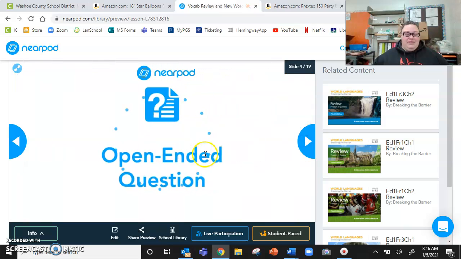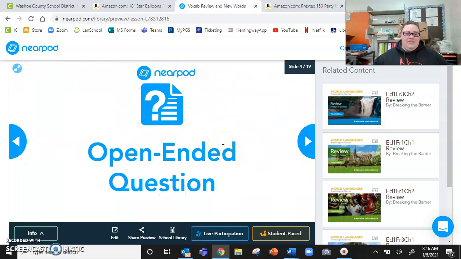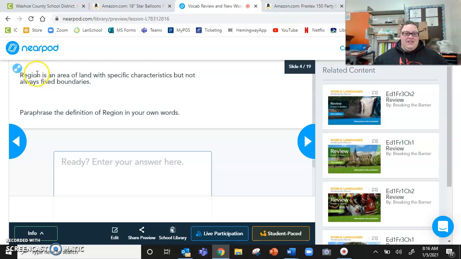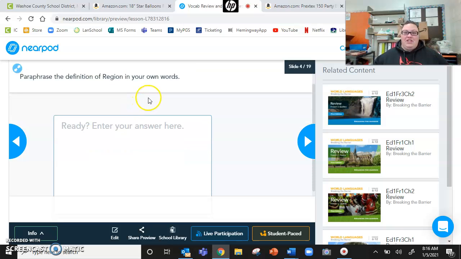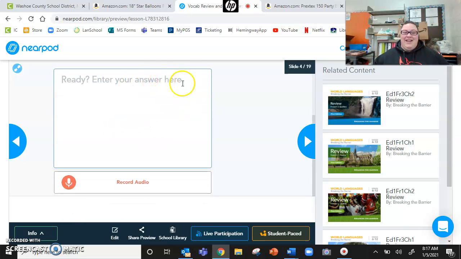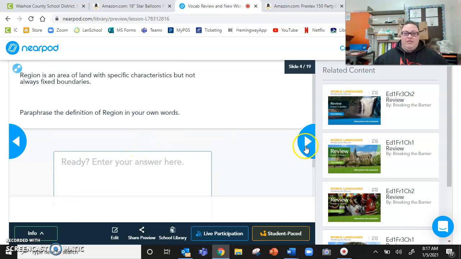And then region. A region is an area of land with specific characteristics, but not always fixed boundaries. Remember in Africa, when we gave examples, we were talking about the West Coast region of the United States or the Southern region of the United States. Again, you are going to put it into your own words. You can type or you can record your audio, whichever you are more comfortable with.